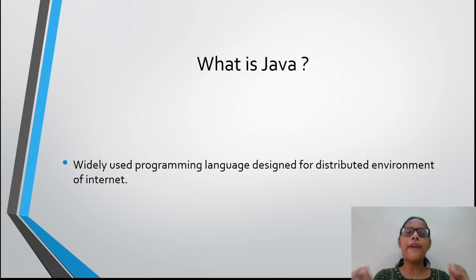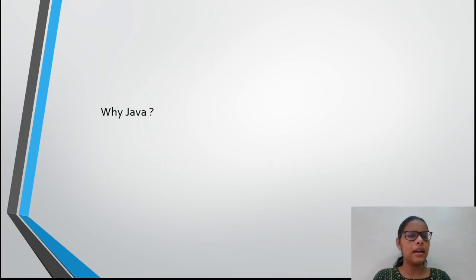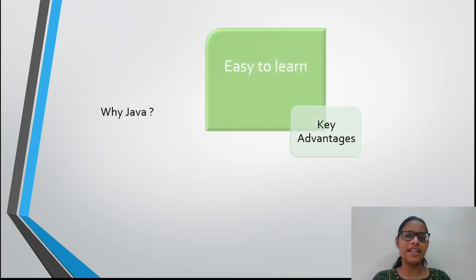Java is a widely used programming language that is designed for distributed environment of internet. But why Java? What are the key advantages of Java? Because we have so many programming languages. First key advantage is it is easy to learn. Compared to C++, Java has less complicated syntax. So it is easy to learn Java.